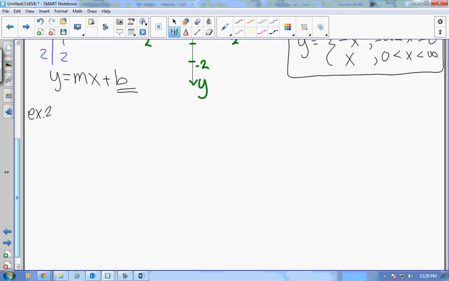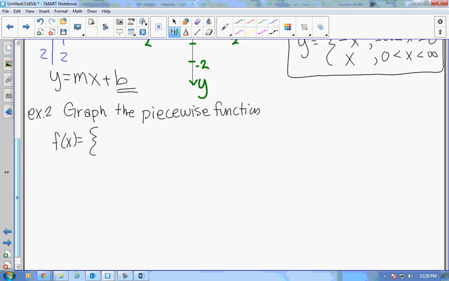Example 2. Graph the piecewise function. F of x equals negative x plus 4 for when x is greater than or equal to 1, and x squared minus 1 for when x is less than 1.